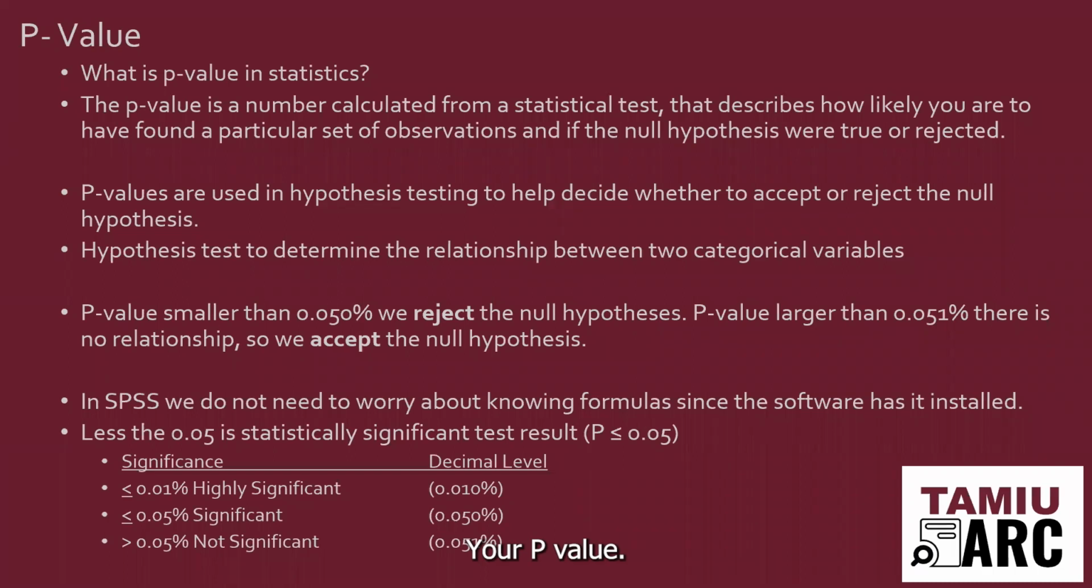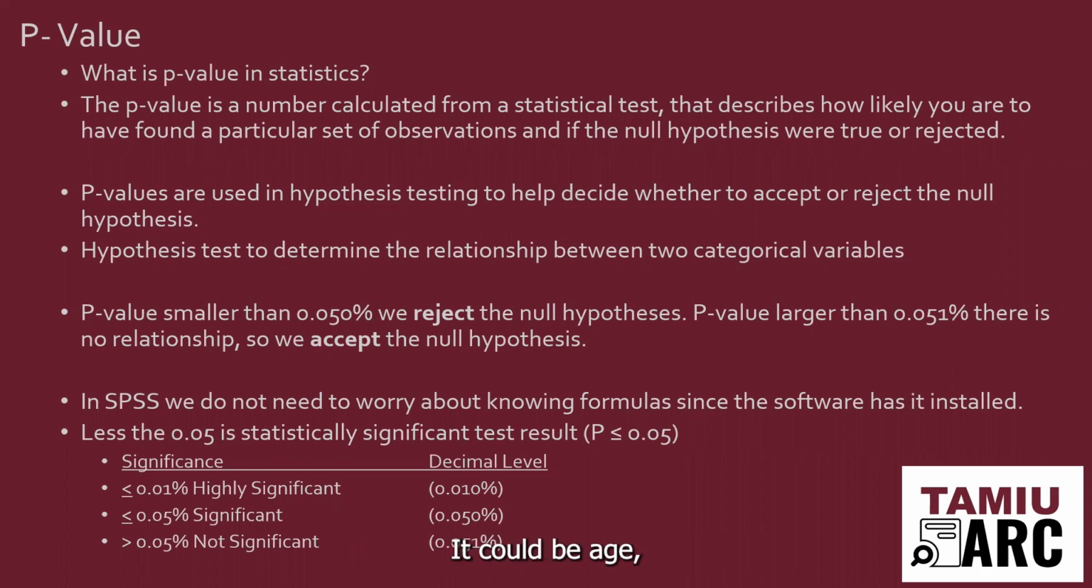Your p-value, we use it in statistics to calculate the number of observations to see if we would use the null hypothesis, so that we could check to see if we have a true null hypothesis or if we reject it from our hypothesis. Now, a p-value is used in hypothesis testing to decide whether to accept or reject the null hypothesis, and the hypothesis test determines the relationship between two categorical variables.